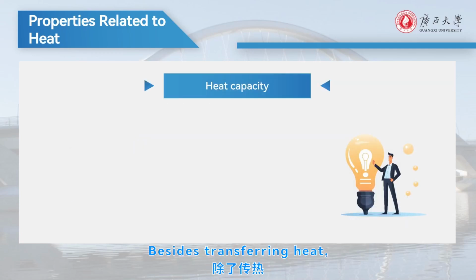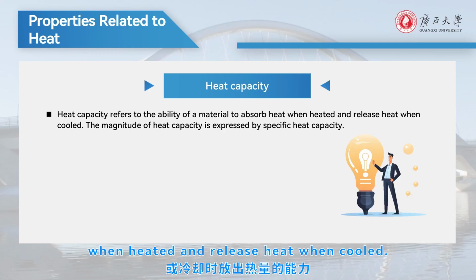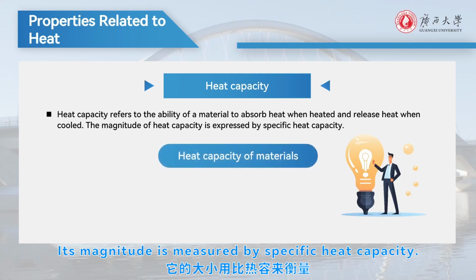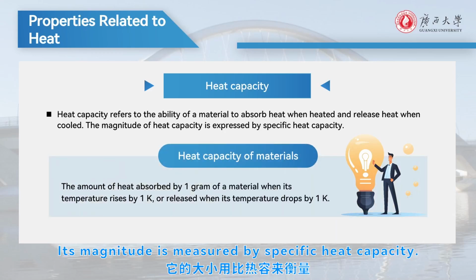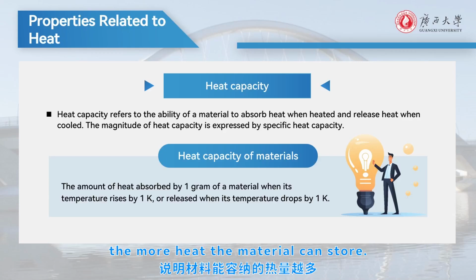Besides transferring heat, materials can also store heat. This is heat capacity. Heat capacity refers to the ability of a material to absorb heat when heated and release heat when cooled. Its magnitude is measured by specific heat capacity. The larger the specific heat capacity, the more heat the material can store.